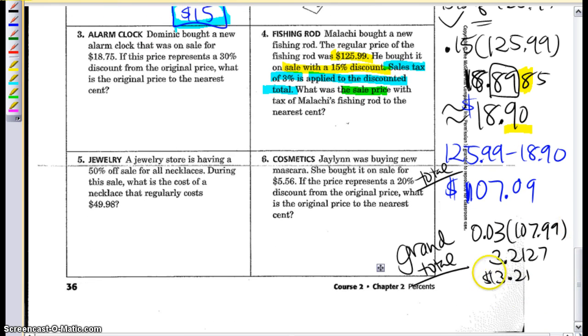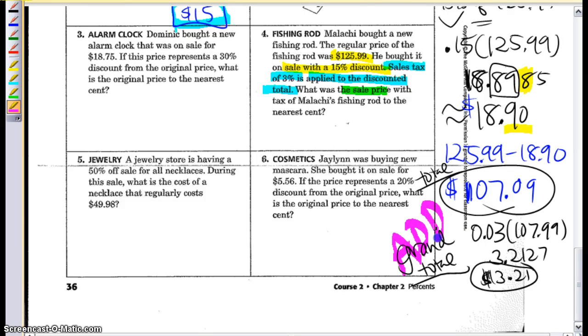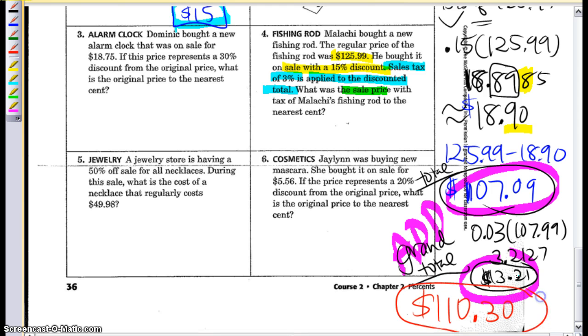So now there's a tax of $3.21, and we all know a sales tax means that we should add it to the total. So now I'm going to add $3.21 to $107.09. I'm going to add those two together. And in my calculator, I got the answer $110.30. That's my grand total here. So for number 4, $110.30.